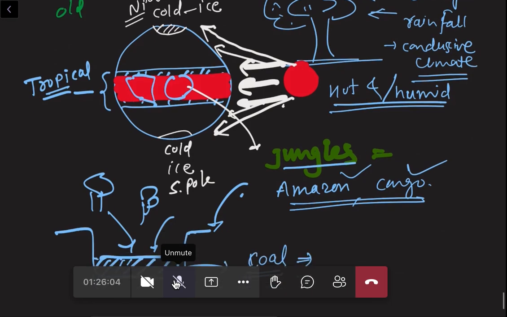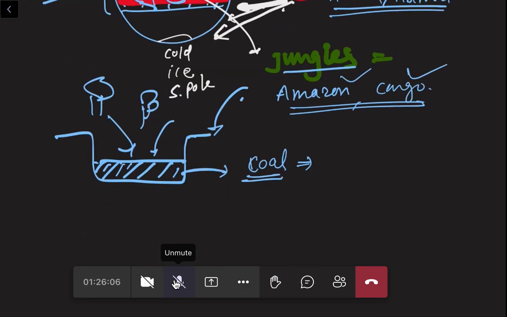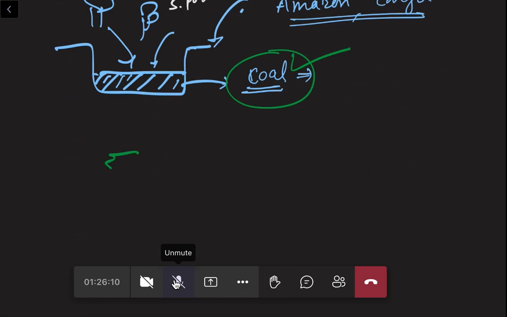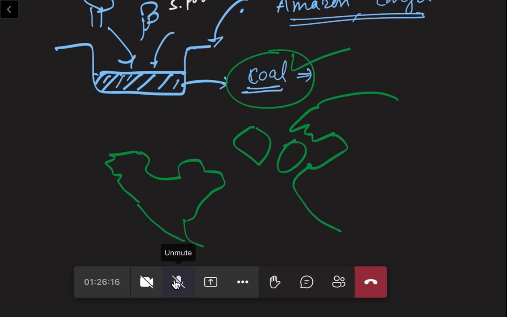But I told you just now that the best quality of coal in the world is found in which region? The best quality of coal is found in North America, or it is found in this Appalachian Mountain, or it is found in Britain. Now, are you confused or not?